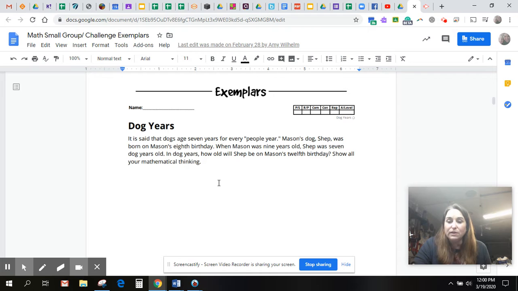Well, the strategy we use in class is that we read the problem at least twice when we're dealing with a word problem, just to make sure that we understand fully what the question is asking. So again, dog years. It is said that dogs age 7 years for every people year. Mason's dog, Shep, was born on Mason's 8th birthday. When Mason was 9 years old, Shep was 7 dog years old. In dog years, how old will Shep be on Mason's 12th birthday? Show all your mathematical thinking.